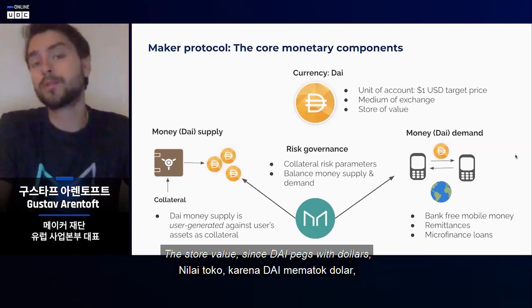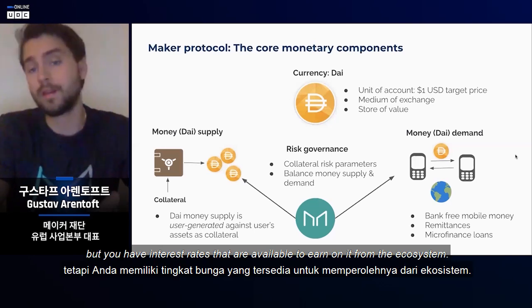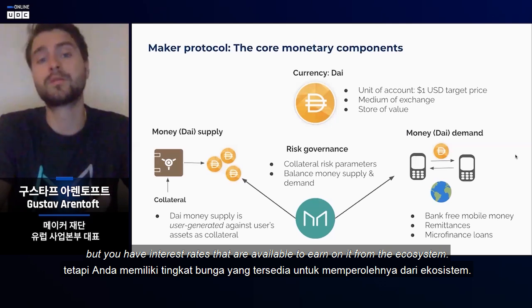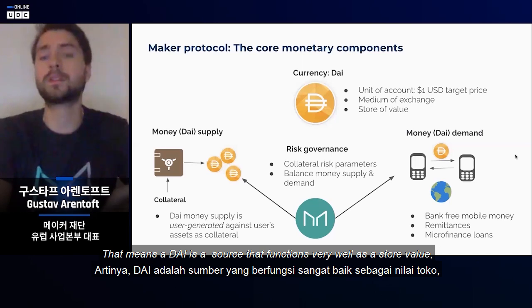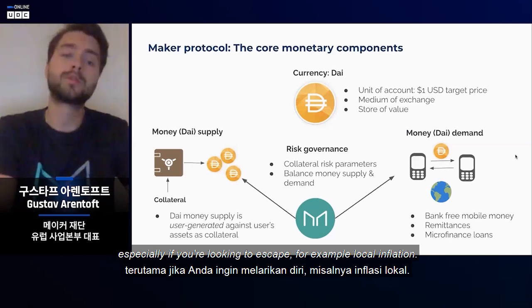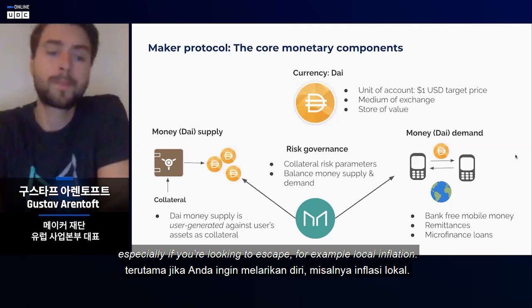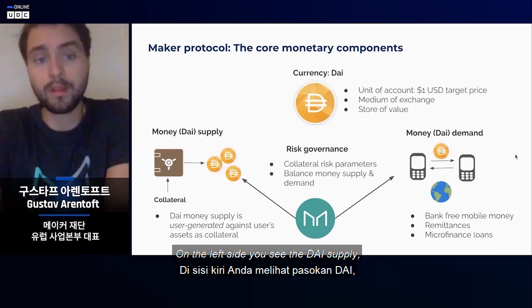As for stored value, since DAI is pegged to the dollar, but you have interest rates that are available to earn on it from the ecosystem, that means that DAI also functions very well as a store of value, especially if you're looking to escape, for example, local inflation. On the left side, you see the DAI supply.